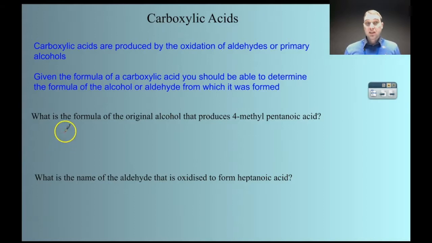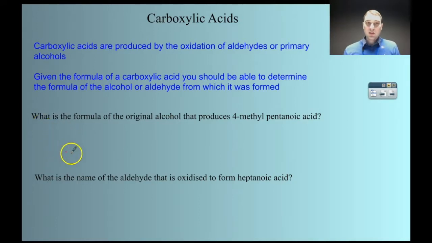So carboxylic acids are produced by the oxidation of aldehydes or primary alcohols. A primary alcohol is oxidized to an aldehyde, and then the aldehyde can be oxidized further to make a carboxylic acid. So what you need to be able to do is, given the formula of the carboxylic acid, figure out the alcohol or the aldehyde from which it came.